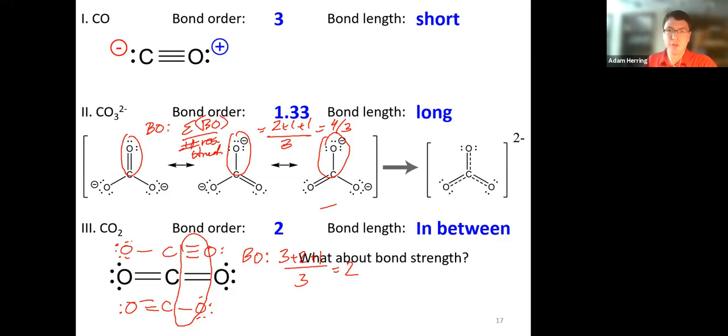Now, what if we wanted to know about bond strength? Bond strength is the opposite trend as bond length. So the longest bond is going to be the weakest bond.